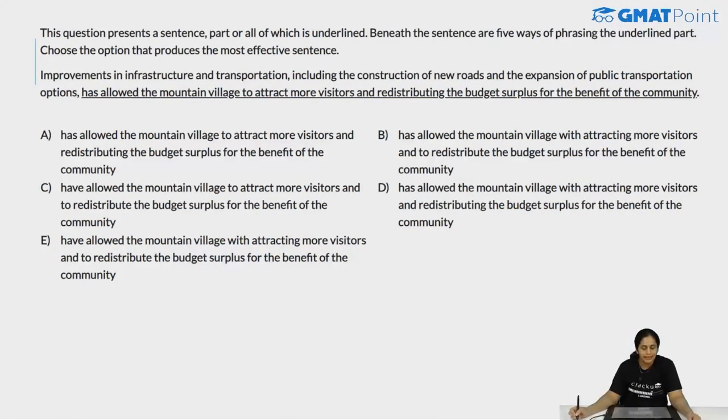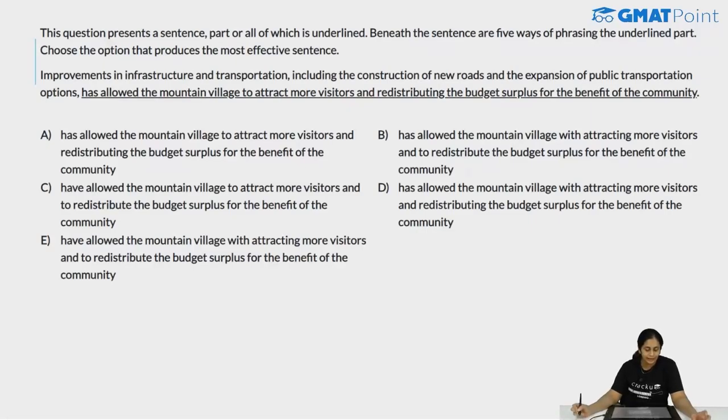I'm Sayali Kale. In this particular sentence correction question, we need basically two concepts. One is subject-verb agreement and the second concept is parallel structure. So, let's take a look at the sentence. Improvements in infrastructure and transportation, including the construction of new roads and expansion of public transportation options, has allowed the mountain village to attract more visitors and redistributing the budget surplus for the benefit of the community.